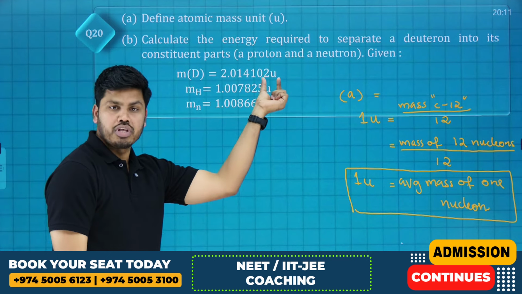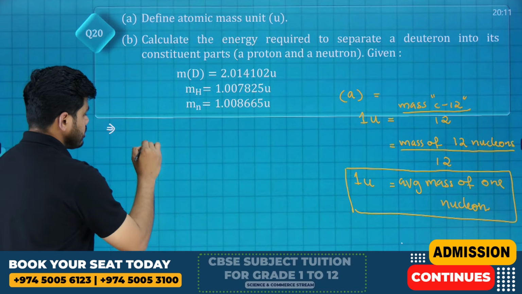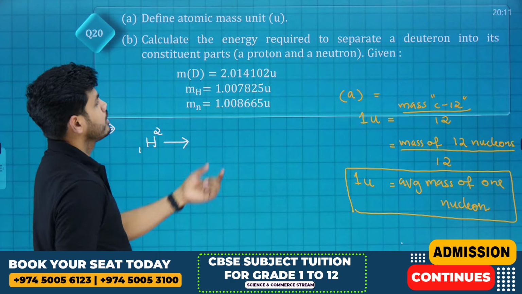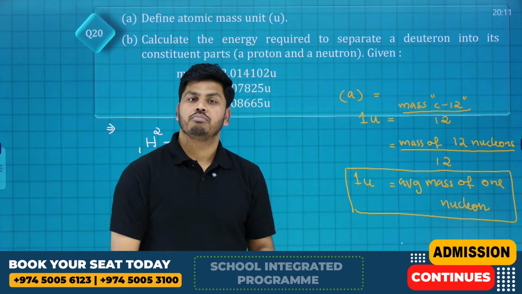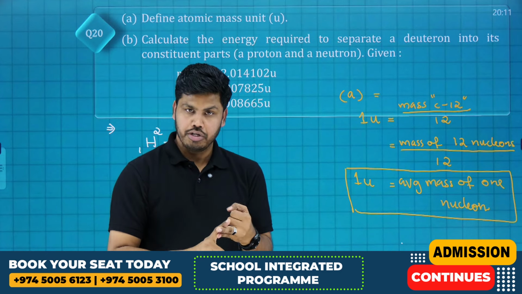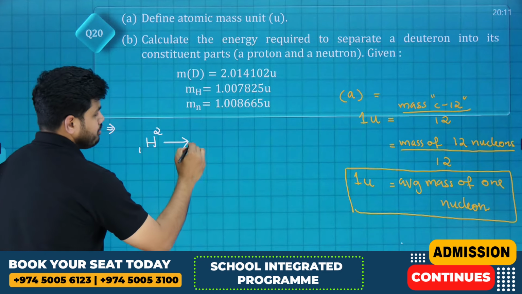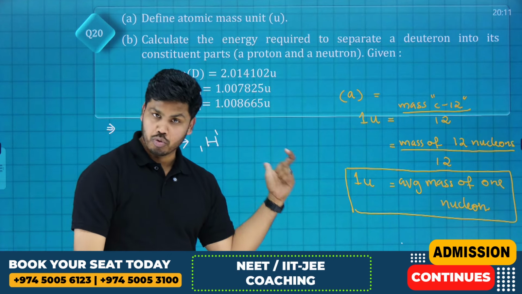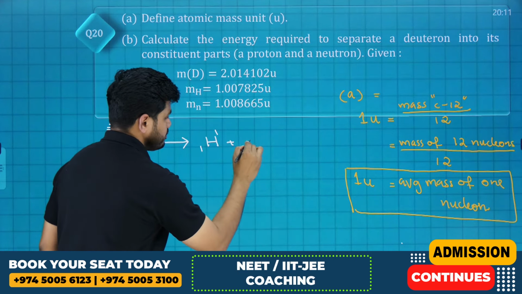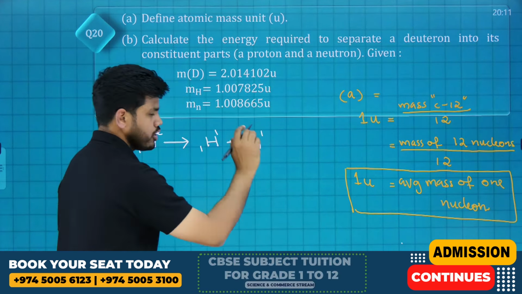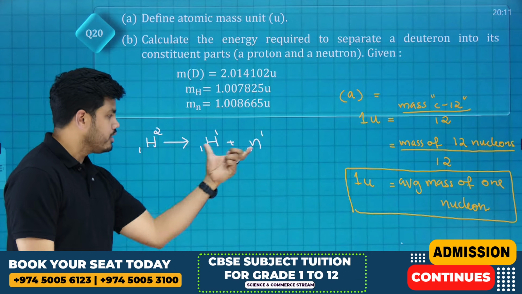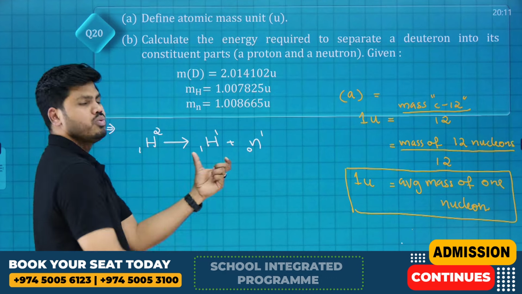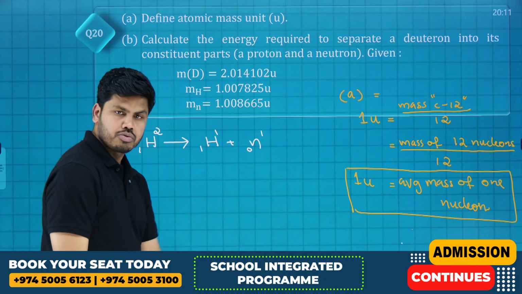So we have a deuteron given, the mass of the deuteron given. If you have a deuteron, it is 1H2, right? It splits into constituent particles. A deuteron is simply one proton and one neutron, right? That's called a deuteron. So it will be split into one proton, 1H1, correct? That is one proton. And what about the neutron? One mass, zero charge, right? So this is how the split of the deuteron happens. It splits into one proton and one neutron.